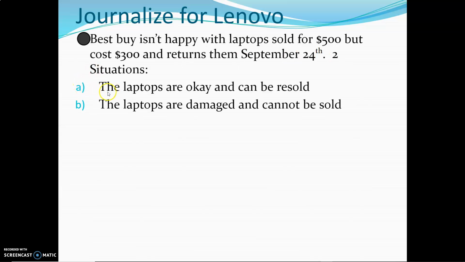The first situation, A, the laptops are okay and can be resold, or B, the laptops are damaged and cannot be sold. I'd encourage you to pause at this point and see if you can do this on your own. So let's just set this up.